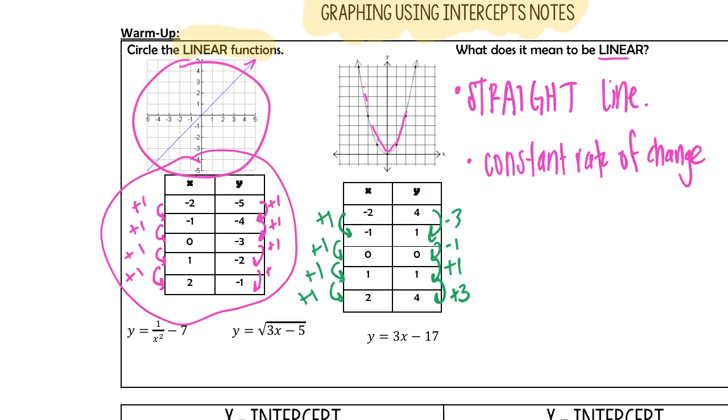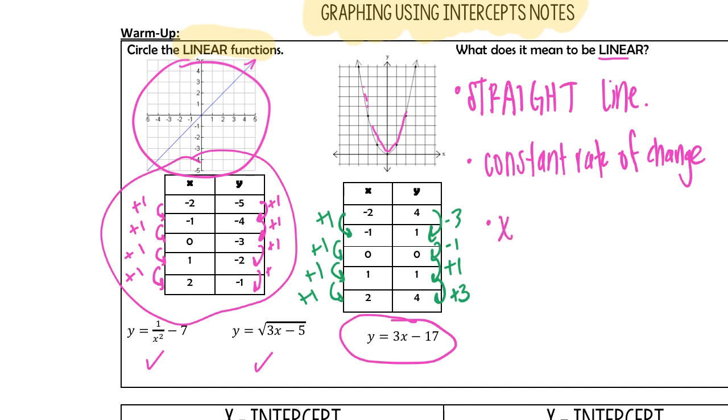And last but not least, let's check out our equations down below. The linear functions, well, there was only one of them. Y equals 3x minus 17. You might be wondering why these guys are not linear. You might not even know what they look like when you graph them. You can always use your graphing calculator to see what those graphs would look like. But let's go over how you can tell from an equation that something is a linear function.